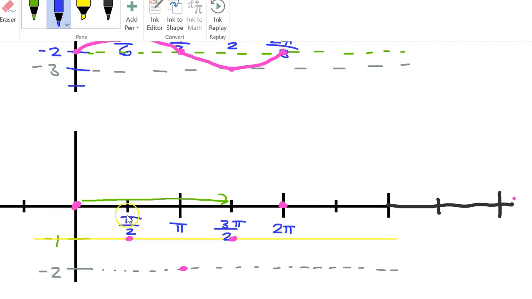Okay, all of these, I'm looking at the smallest unit, and that's pi over 2. So this is like 1 pi over 2, 2 pi over 2, 3 pi over 2, 4 pi over 2. So this would be 5 pi over 2, 6 pi over 2, but that would reduce down to 3 pi, 7 pi over 2, and 8 pi over 2, which would reduce down to 4 pi. Okay, so now I've labeled all of these.